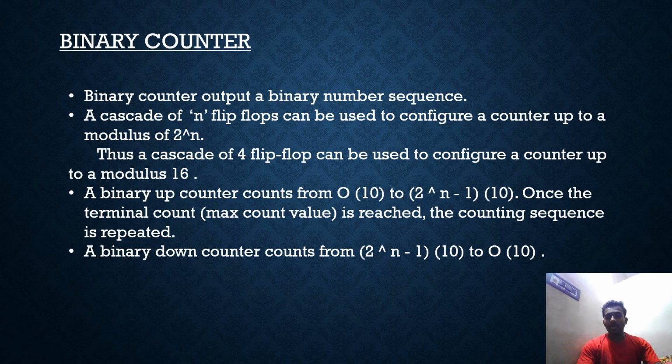A binary up counter counts from 0 to 2 to the power of n minus 1. Once the counter reaches the max count, it again repeats the sequence, counting from 0 to 2 to the power of n minus 1 again. The binary down counter counts from 2 to the power of n minus 1 to 0. When the counter reaches the max count, it repeats again from 2 to the power of n minus 1 to 0.